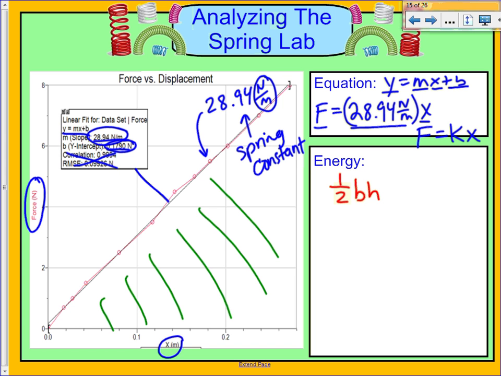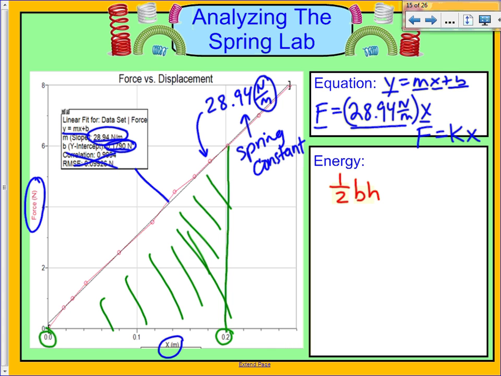Now, let's go ahead and do that. Let's make it simple on ourselves, and we're just going to take the area for the first 0.2. So if I stretch the spring from 0 to 0.2 meters, what is the area underneath there? Okay, let's figure that out. So the area of our triangle is 1/2 times the base, which is 0 to 0.2, so that's 0.2 meters, times the height. The height of this, if I go up, is 6, and that's measured in newtons.